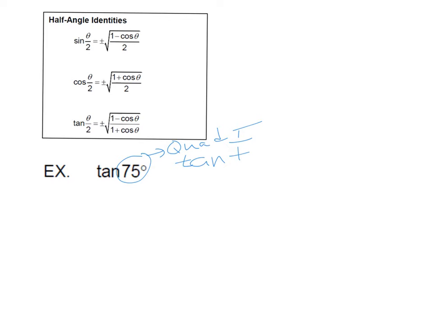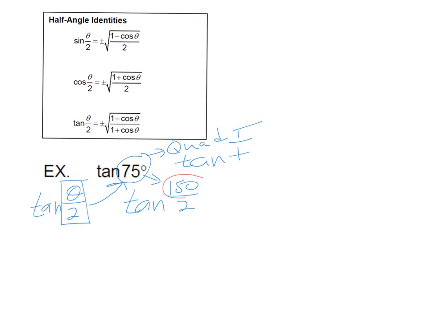Now the formula says tangent of theta over 2. We need something over 2 to equal 75. Well, 150 over 2 equals 75. So we'll write the tangent of 150 over 2. We just converted our 75. We don't want that to change, but we wrote it in a different way so it would fit the formula. 75 is the same thing as 150 over 2. So basically, whatever your original angle is, just double it. And then the 150 is the theta in the formula. So in the formula, everywhere I see a theta, I'll put a 150.